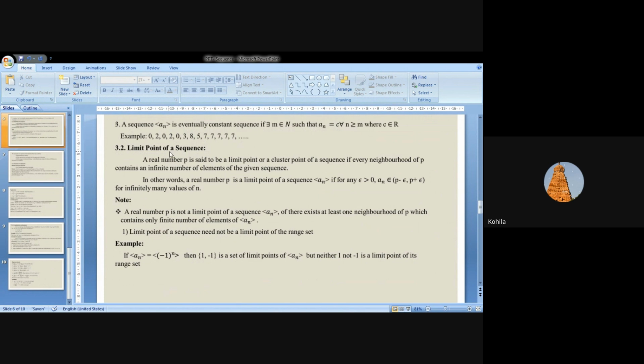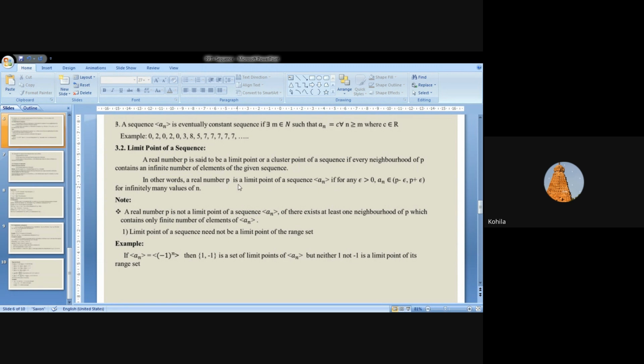Next important concept of the sequence, limit point of a sequence. A real number P is said to be a limit point or a cluster point. Already we know this, cluster point of a sequence, the same definition. If every neighborhood of P, that is (x minus delta, x plus delta), contains an infinite number of elements of the given sequence. If it satisfies this condition, then we can say that particular point is called the limit point of our sequence. Otherwise, it is not a limit point.